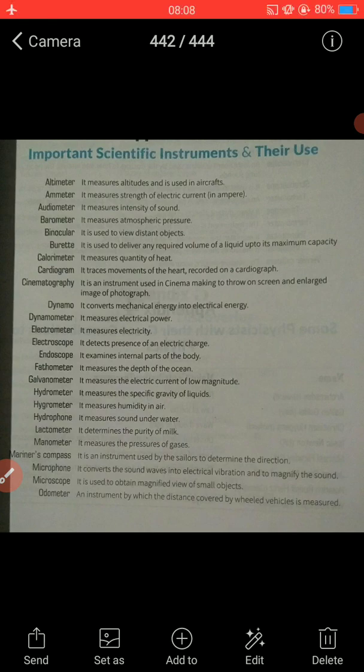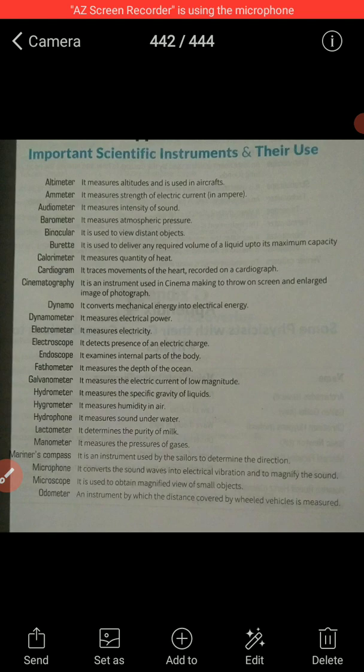Today we will discuss some important scientific instruments and their use. At first, we will discuss the altimeter. Altimeter is an instrument which is used to measure altitudes and it is generally used in aircrafts.